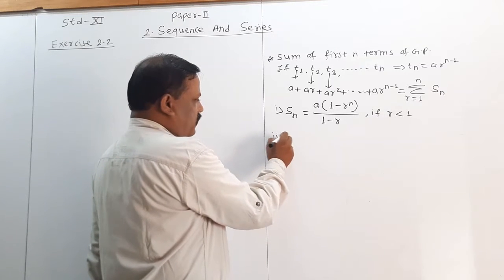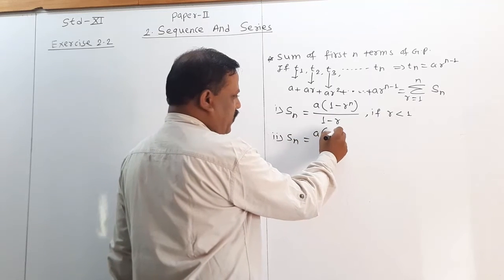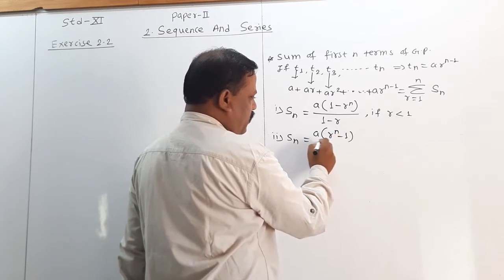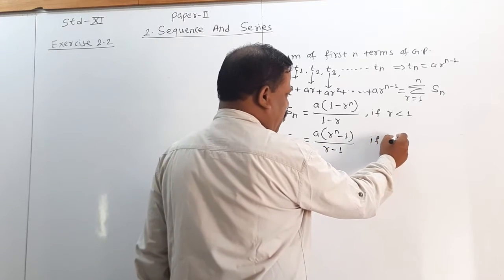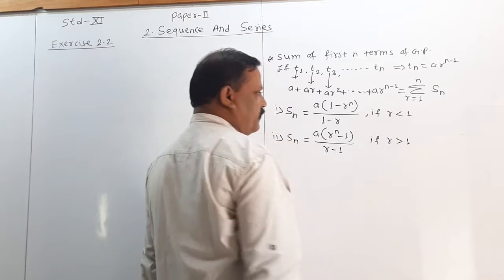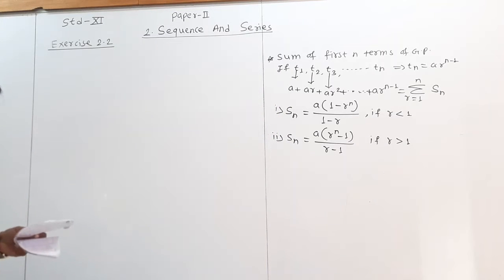Second one, Sn equal to A into the bracket R raised to n minus 1 upon R minus 1, if R is greater than 1.